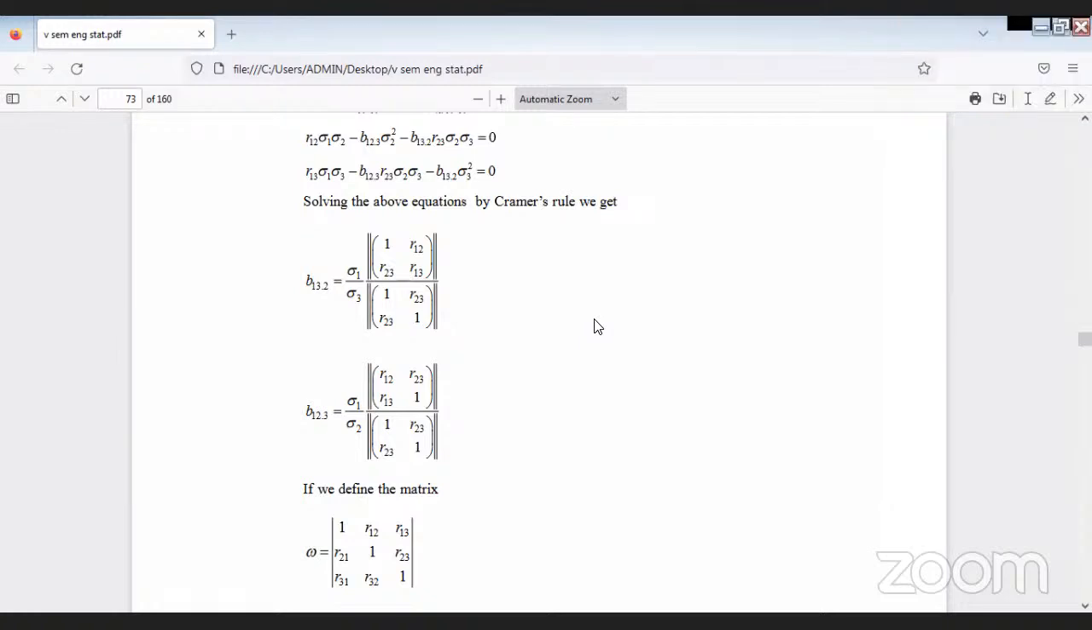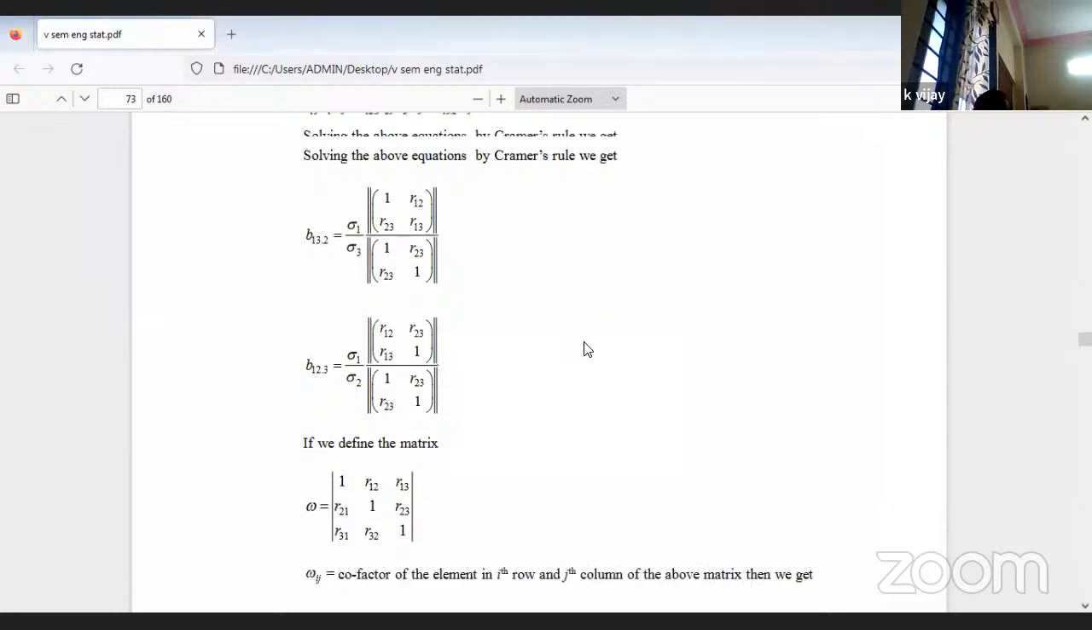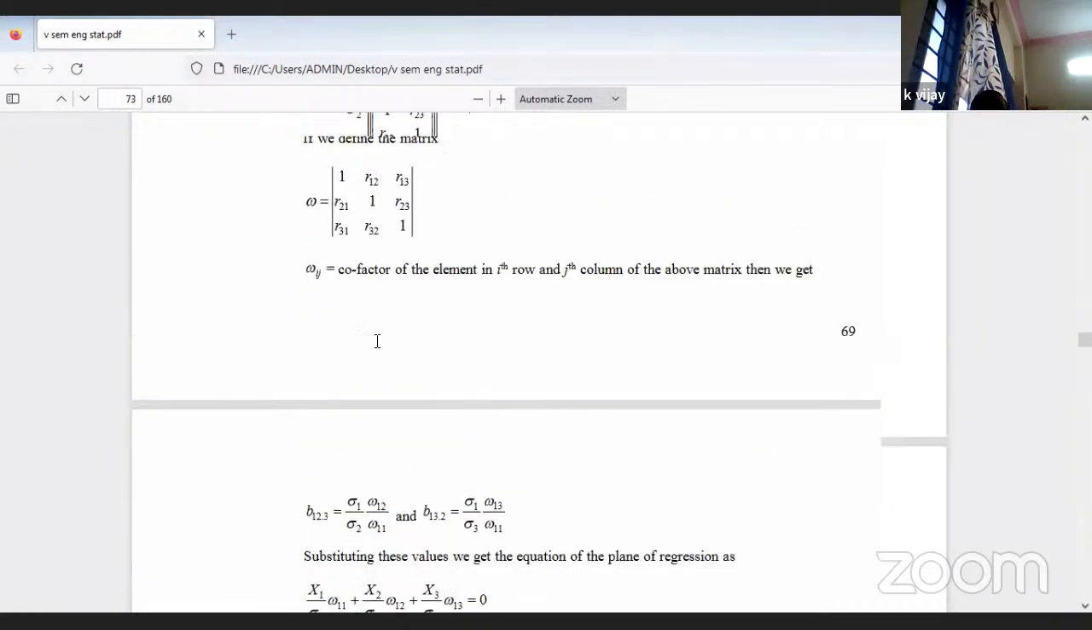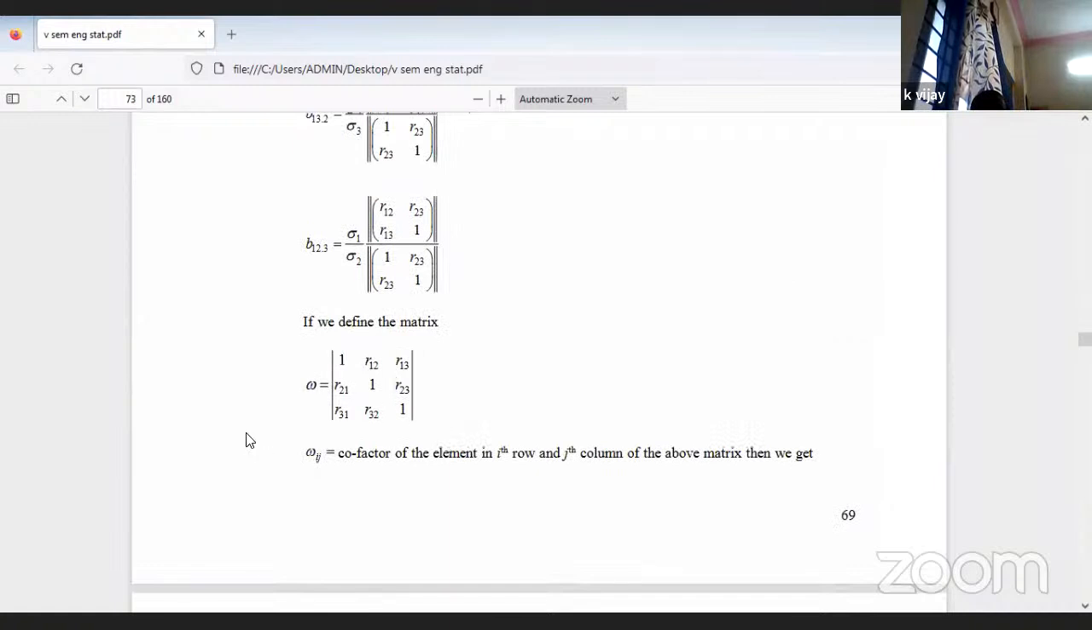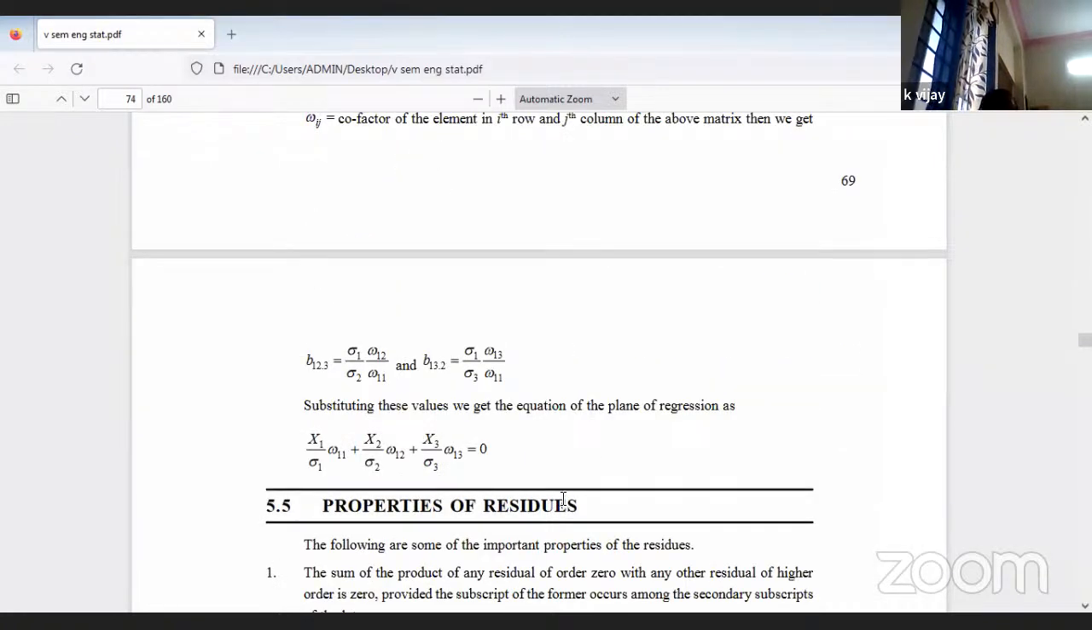So first row first column, second row second column, third row third column, remove it. Then we have 1, r12, r13, r12, 1, r23, r13, r23, 1. We multiply b13.2 and similarly take b12.3. We define the matrix: first row first column gone gives 1 into 1 minus r23 r32; second row second column gone gives r21 minus r23 r31; third row gone gives 1 into r21 minus r32. So these are substituted here.